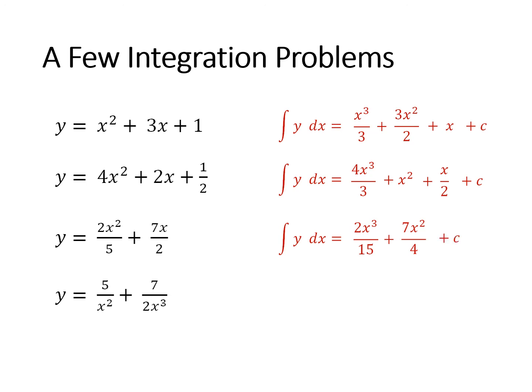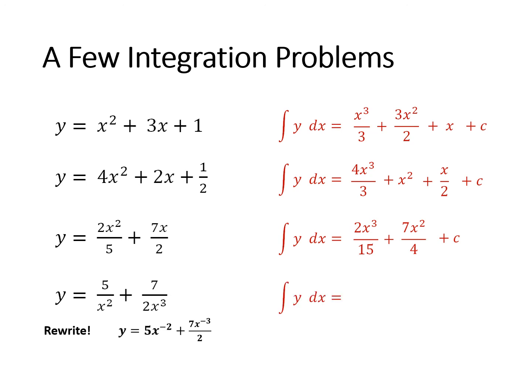7x squared over 4. And we mustn't forget the plus c. And the last example, we can't do this question as it is. We have to rewrite the question because we've got x's on the bottom of fractions. So we need to move the x squared onto the top of the fraction, so it becomes 5x to the minus 2. And the second fraction is going to become 7x to the minus 3 over 2. Now we can integrate it following the rule.